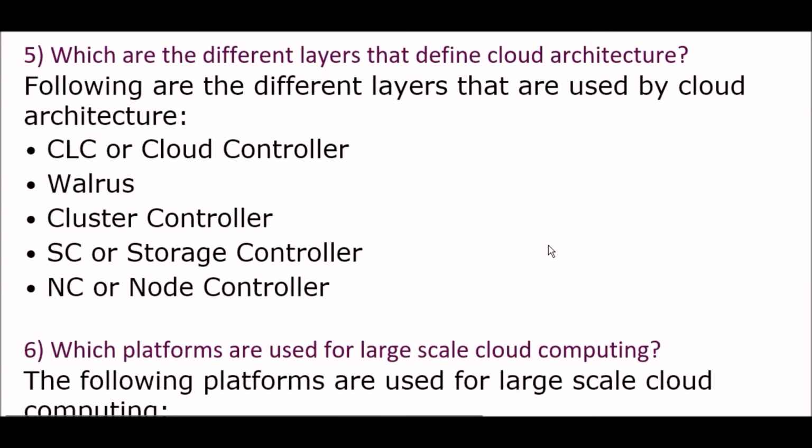Okay. Next question. Which are the different layers that define cloud architecture? Following are the different layers that are used by cloud architecture. First one, CLC or cloud controller. Next one, Walrus. Next, cluster controller. Next, SC or storage controller. And next one is NC, meaning node controller. Okay.